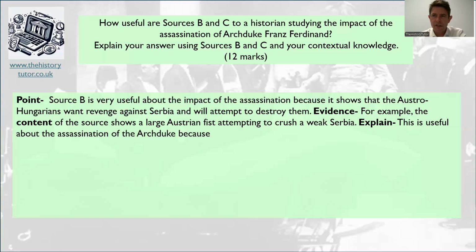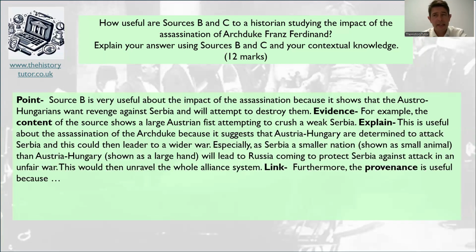A couple of sentences of knowledge to explain your answer. All right, so here's what I've gone for. Again, you can self-assess. You might have picked different things, but the main thing is, have you given content and events to back up your idea? This is useful about assassination of the Archduke because it suggests that Austria-Hungary are determined to attack Serbia, and this would then lead to a wider war, especially as Serbia, a smaller nation, shown as a small animal, and Austria-Hungary, shown as a large hand, will lead to Russia coming to protect Serbia against attack in an unfair war. This would then unravel the alliance system, of course.